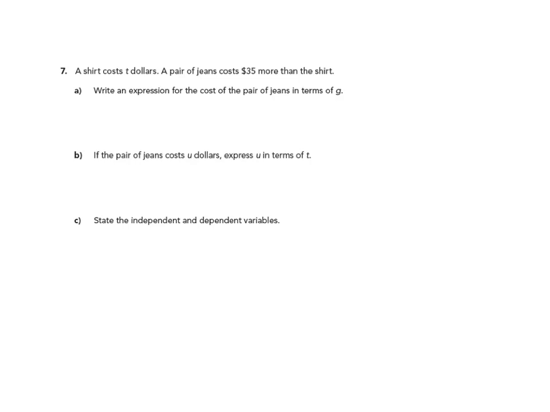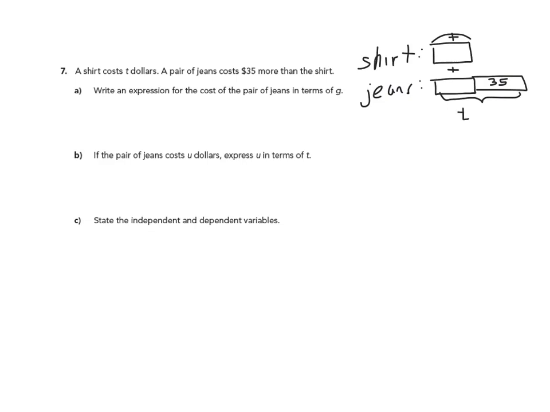So the first thing they say is that a shirt costs $T. So I can easily say the cost of the shirt would be represented by the letter T. A pair of jeans is $35 more than a shirt. So if I think about the cost of the jeans, it's more than the shirt. If the shirt is T and the jeans are $35 more, then I would call the entire cost of the jeans the shirt's cost T plus $35.